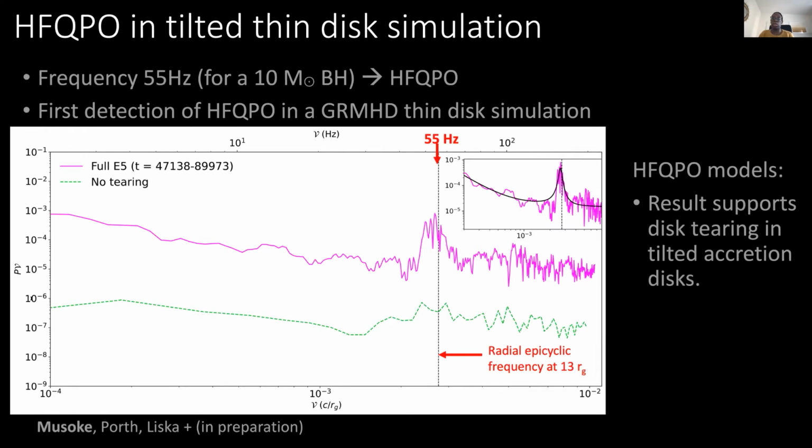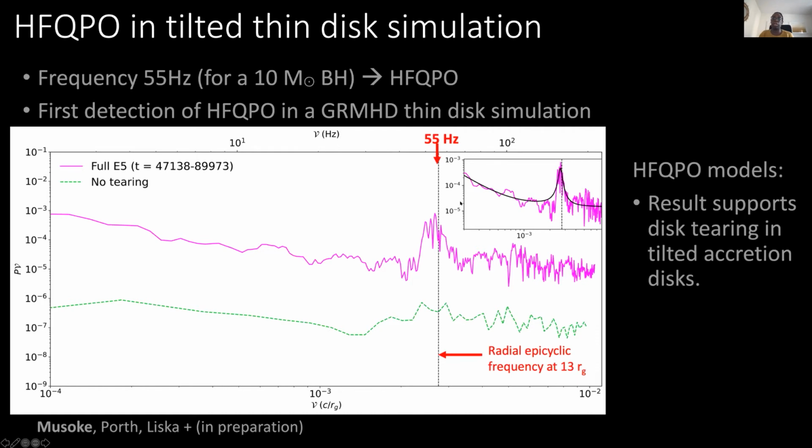tearing occurs. By looking at the magenta line, you can see a distinct peak in the power spectrum, typical of a QPO. Moreover, this peak occurs at a frequency of 55 Hertz for a 10 solar mass black hole, classing it as a high frequency QPO. This peak is clearly not seen in the green power spectrum, which is computed for the period in which we don't have any disk tearing. We also plot, on this black dashed line, the radial epicyclic frequency at the tearing radius of 13 Rg, which roughly coincides with the centroid of the QPO feature that we see here.